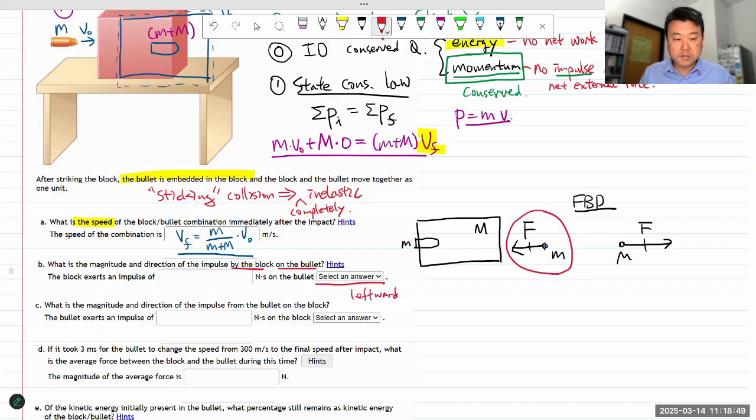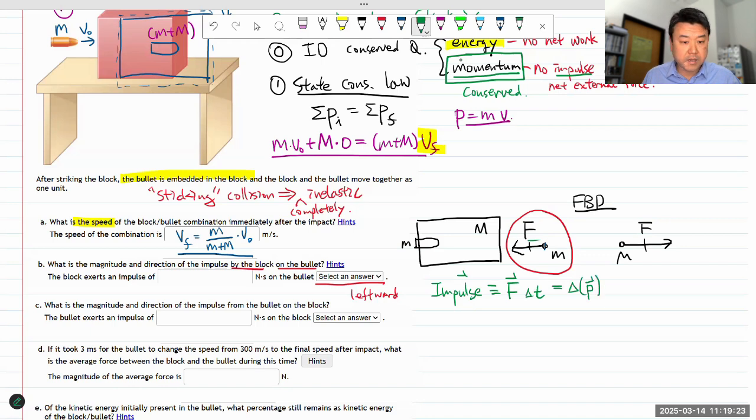Then the block exerts an impulse. For the impulse, you have to know the definition of impulse. Impulse, sometimes indicated with the letter J. I just never got used to it, so I'm just going to spell it out. Impulse can be written two different ways. It can be written as, this is the definition of impulse, force times the duration of time. Now here, this won't help you because you don't know force, you don't know duration of time. So the other description of impulse that's helpful here is the impulse as the change of momentum.